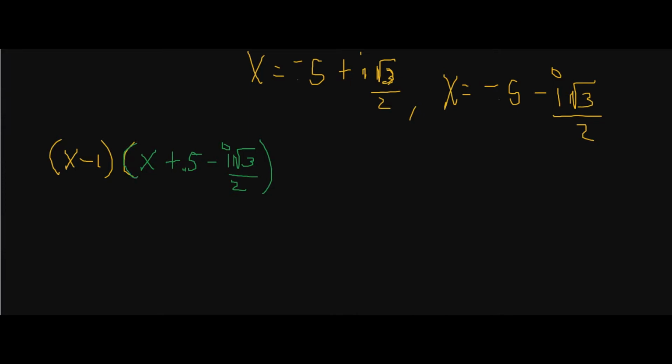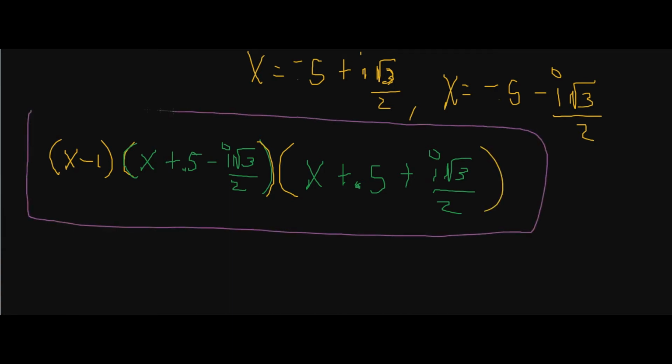And now we proceed to do the next one. All right, well, we're going to get x. This is a negative 0.5, so that's going to be plus 0.5. And this is negative minus i square root of 3 over 2, so there's going to be plus i square root of 3 over 2. Okay, and you can see this problem, the factored form equation is this right here.